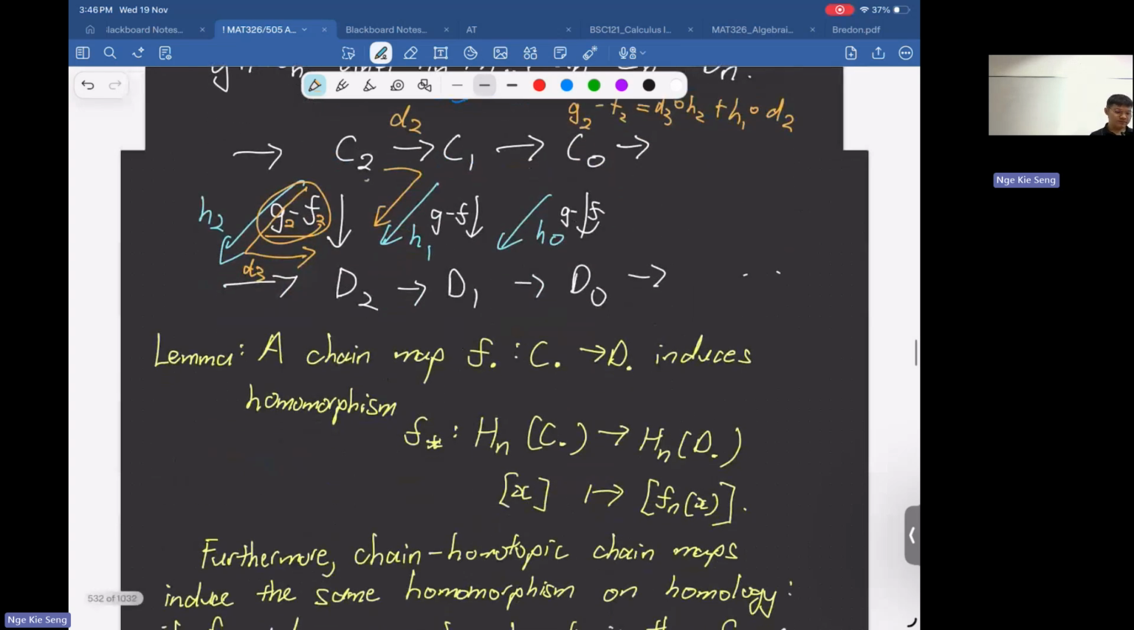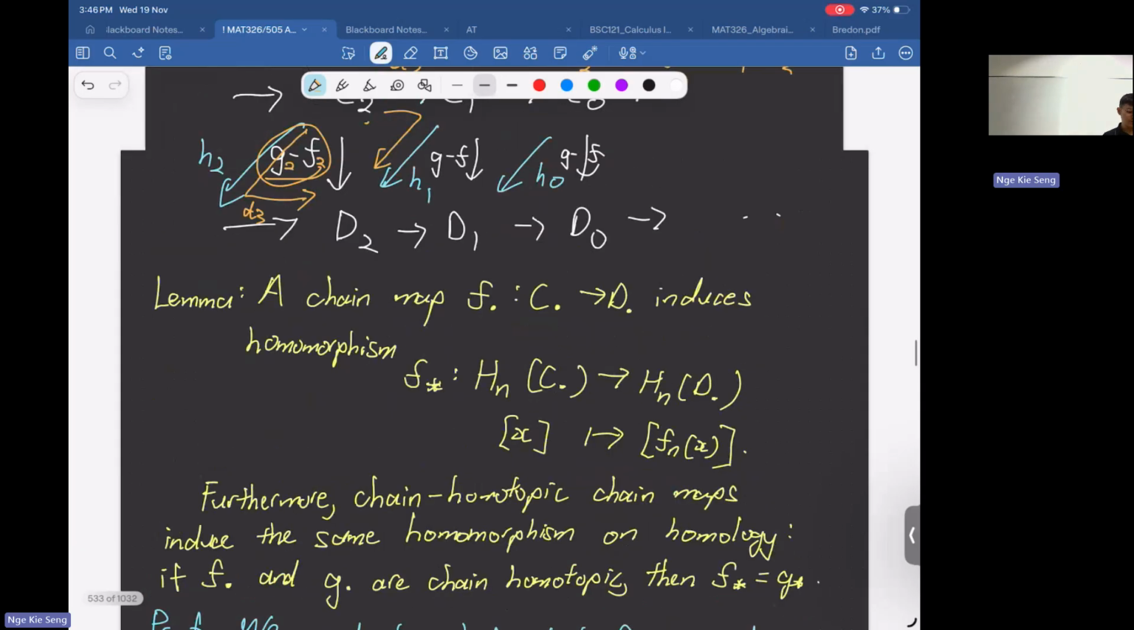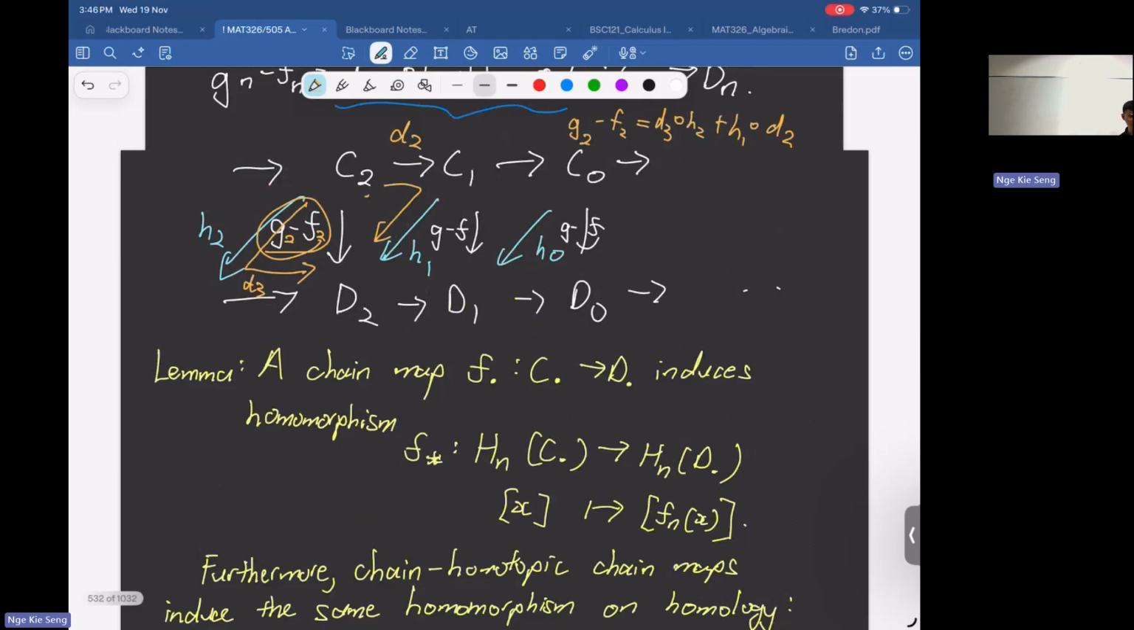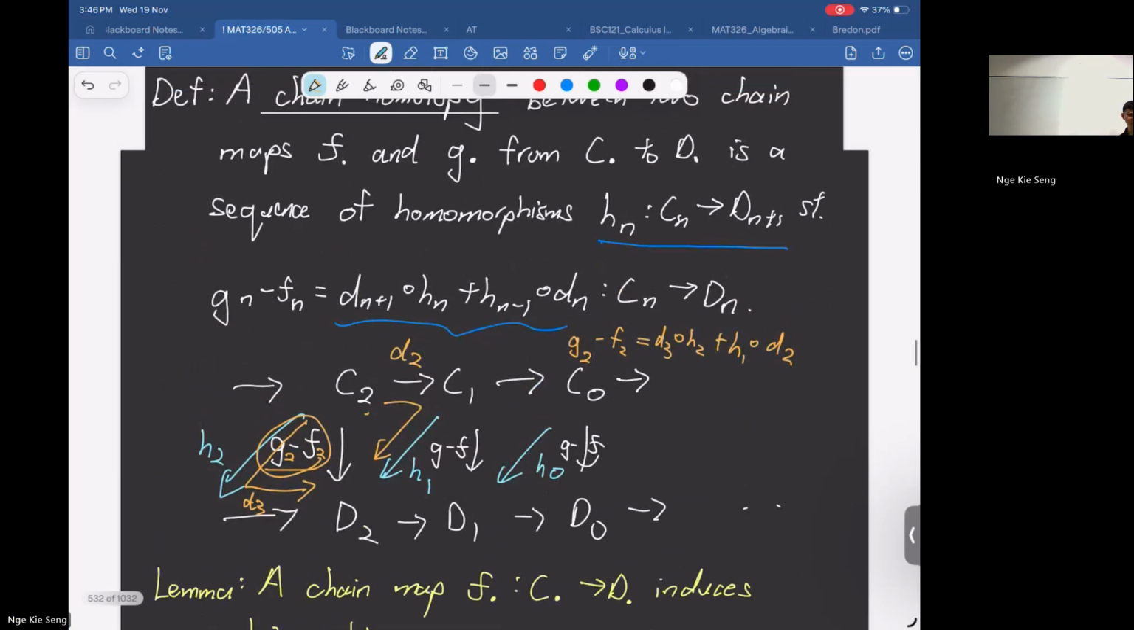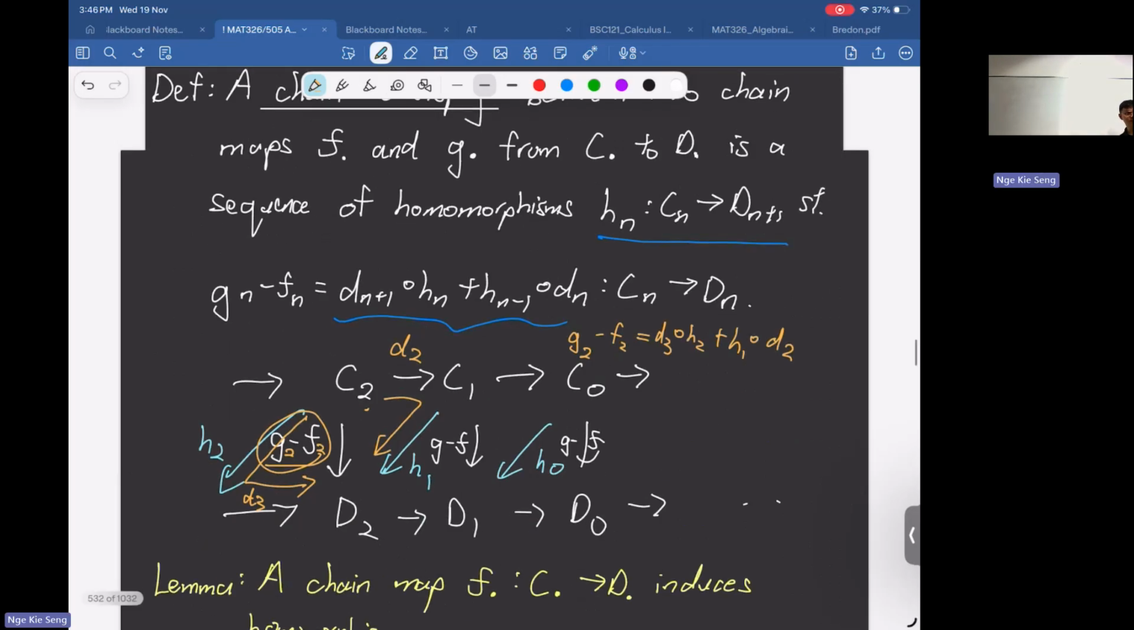Then the lemma is: a chain map induces a homomorphism on homology, and chain homotopic chain maps induce the same homology. So if there are two chain maps that differ by this chain homotopy here, then their induced homomorphisms are the same. Without the prism thing, this is an abstract idea already. You don't even need a topological space. You just need a chain complex and the map between chain complexes. And this is the topic of homological algebra.